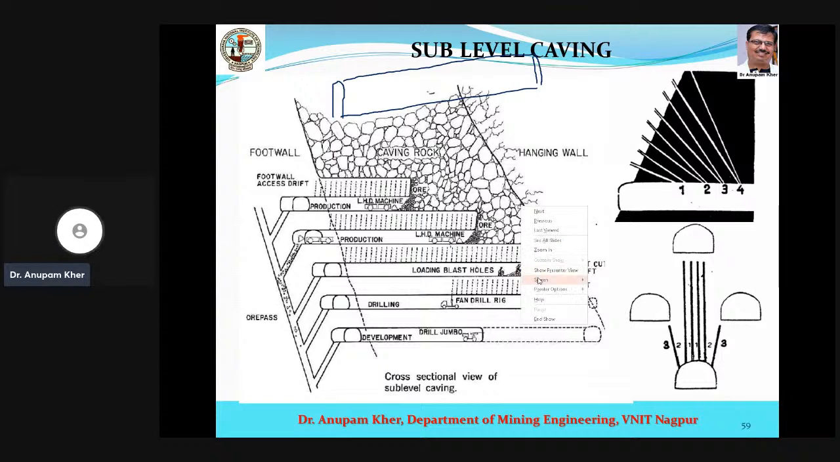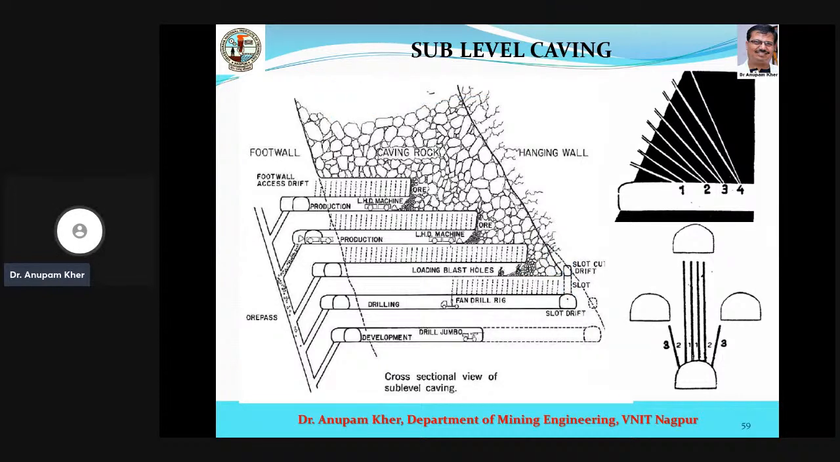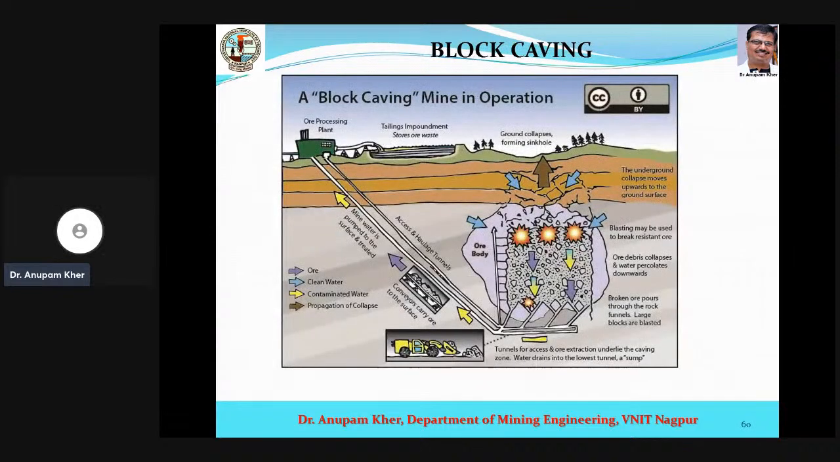If this slot, or the top raise, the small raise, is not possible, then we go for the drivage of these kind of holes and then blast it. So what happens is that this much material blasts down, and this triggers the caving, and the material starts flowing in this drivage. So this is typical of sub-level caving.